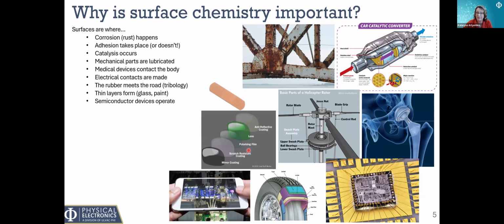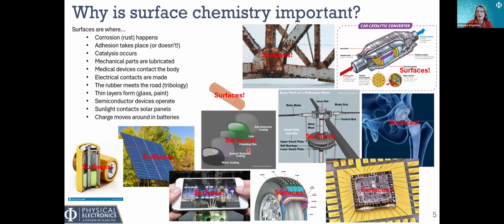Semiconductors, phones, solar panels, and batteries have multiple surfaces and interfaces. So everywhere you look, there are surfaces. Today I hope to show how we can analyze surfaces and relate them to performance and the property of interest.